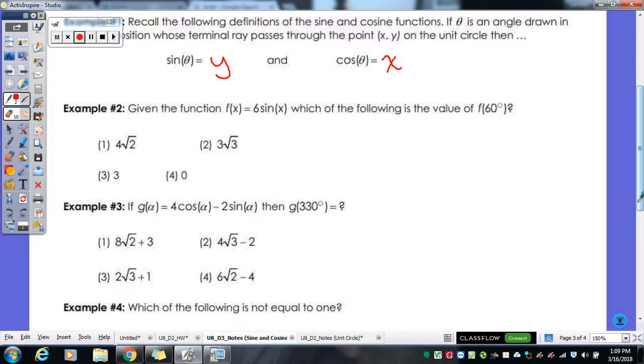We've got function f of x equals 6 sine of x. Which of the following is the value of f of 60? So we're just going to plug 60 in for our x. So 6 times the sine of 60. So using your unit circle, what is the sine of 60? It's radical 3 over 2. So then we have to do that times the 6. So this 2 makes that 6 turn into a 3. Oh yeah, 3 radical 3. That's choice 2.